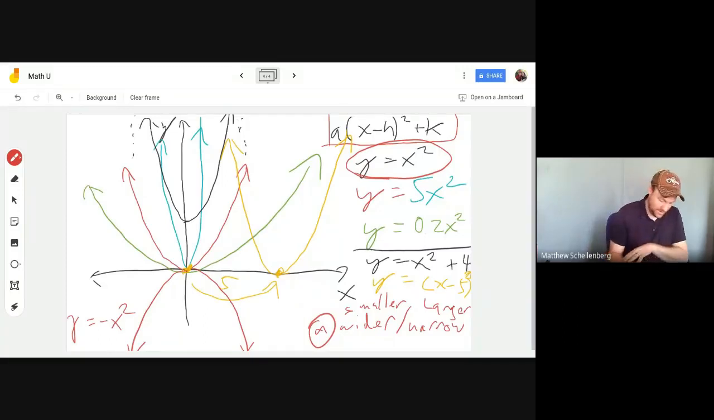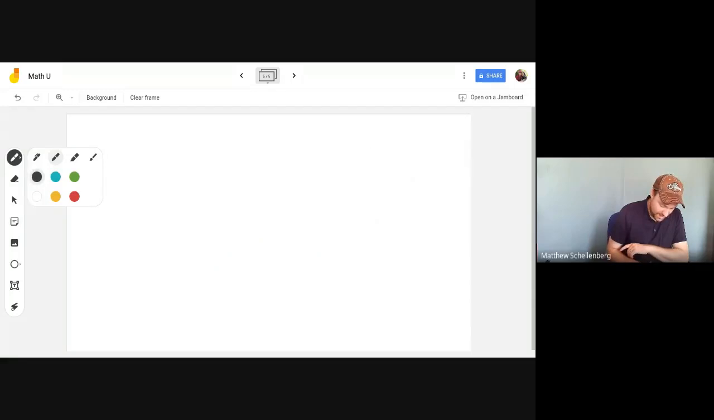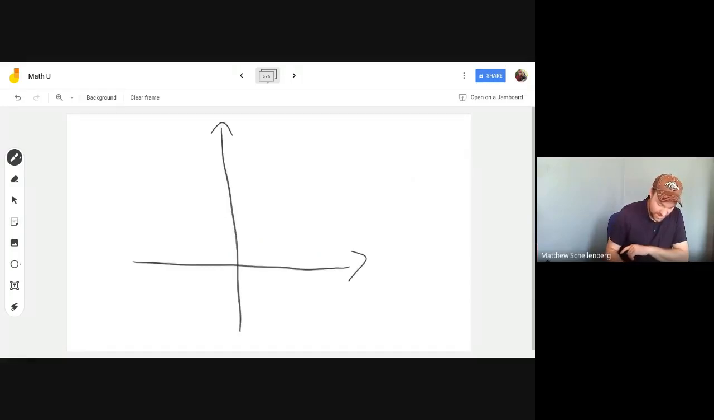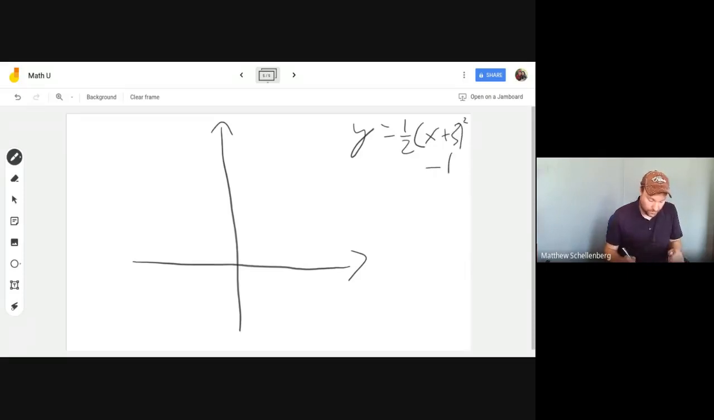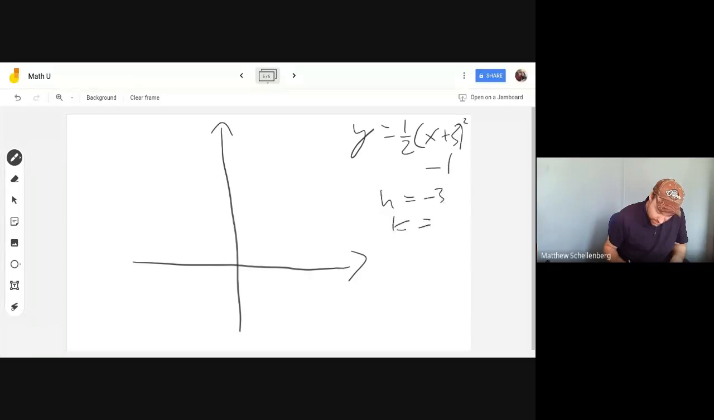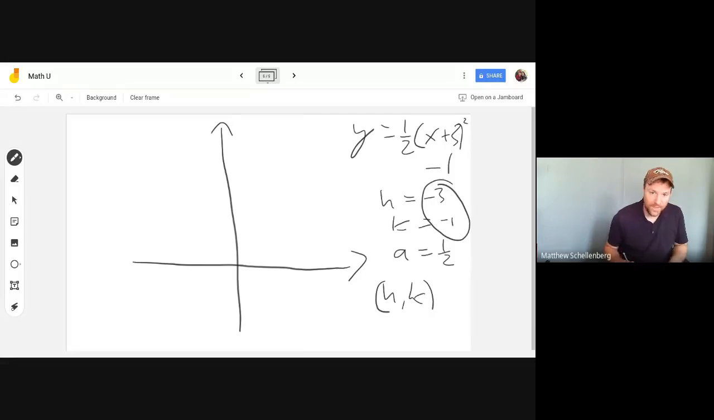So if you have a certain value, let's actually do one from scratch. Let's say you have y equals 1/2 (x plus 3) squared minus 1. That means that the h is -3, the k is -1, and the a is positive 1/2. So the (h, k) is my vertex. Whatever the (h, k) coordinate is, that is the vertex of the parabola. So here that would be (-3, -1). So we go 1, 2, 3, and then we go down 1. So the vertex would be right here.